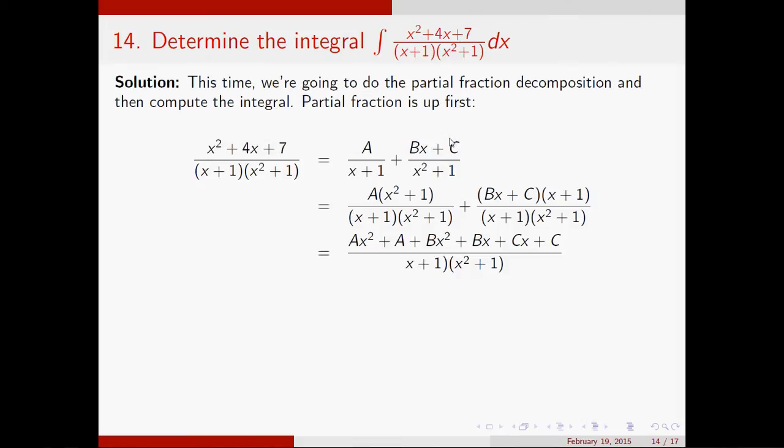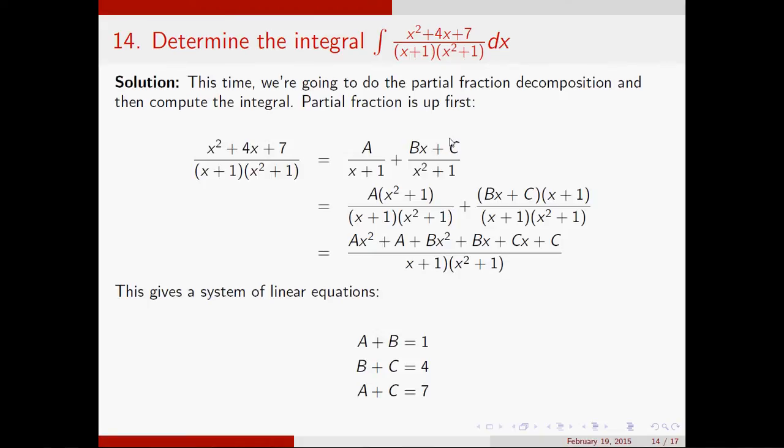Cleaning that all up, my numerator becomes Ax squared plus A plus Bx squared plus Bx plus Cx plus C, all over x plus 1 times x squared plus 1. We want that new numerator with A's, B's, and C's in it to match up with our original numerator of x squared plus 4x plus 7. We're going to set up a system of linear equations in order to do that. I need my x squared terms to add up to 1. I need my x terms to add up to 4. And I need my constant terms to add up to 7.